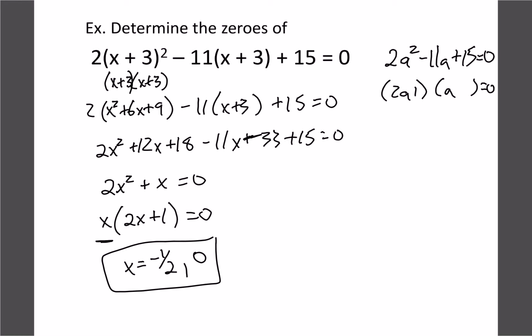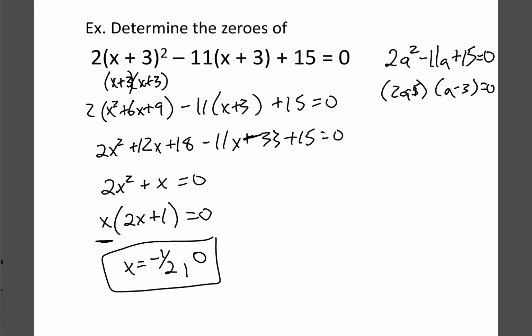and 5 work. 1 and 15. Maybe it won't work. 5. If we do 5 and 3, that would give us, 5 and 3 will work. If we do 5 here and 3 there, I think it works. And they both need to be negative.